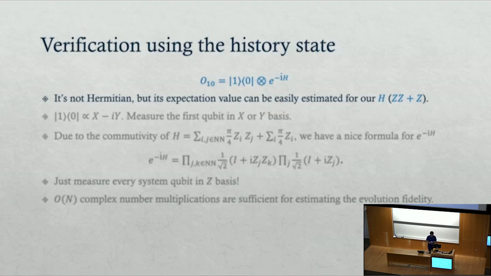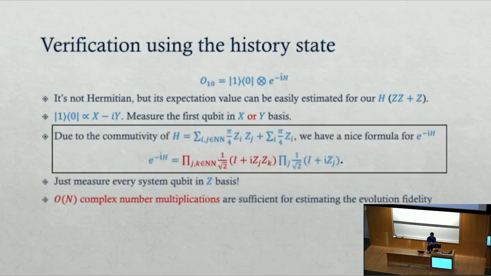But the good news is that the expectation value of this O10 can be easily estimated for our Hamiltonian, because our Hamiltonian has some really nice features. It's just a ZZ plus Z commuting Hamiltonian. So let's first see the first part. |1><0| is just equal to (X minus iY)/2, so that's easy to measure.